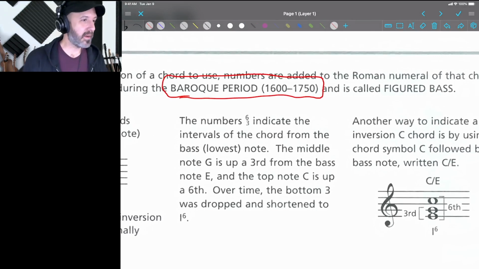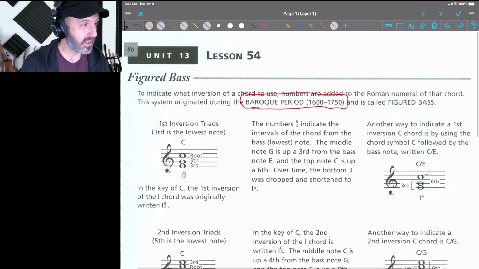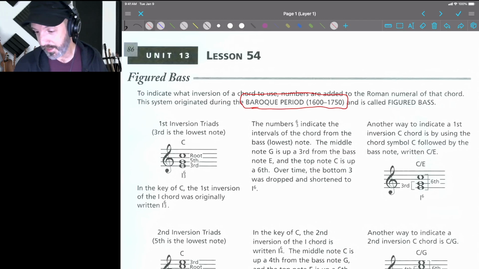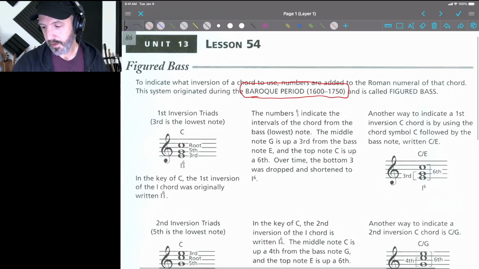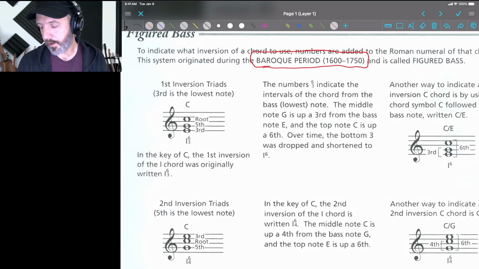I understand that a lot of colleges now are considering this outdated. They're not really teaching theory this way anymore, but there are worse things in the world than you knowing a little bit about figured bass, just in case you come across it, especially if you're in the classical world. If you're in pop and jazz, you're probably not going to see this much outside of theory. All right, so they talk about all these different things.